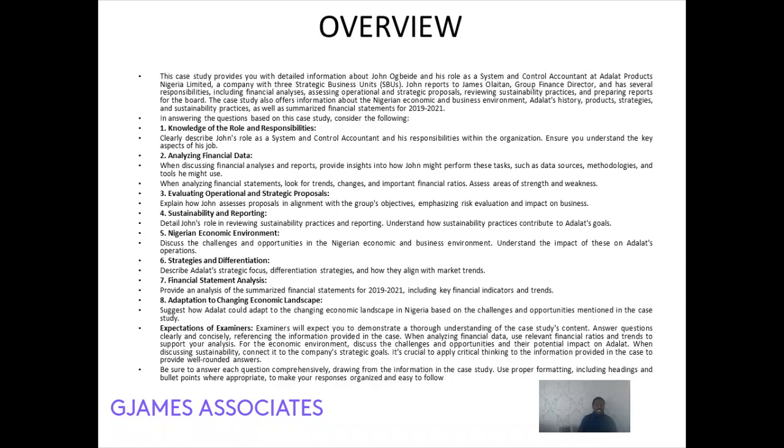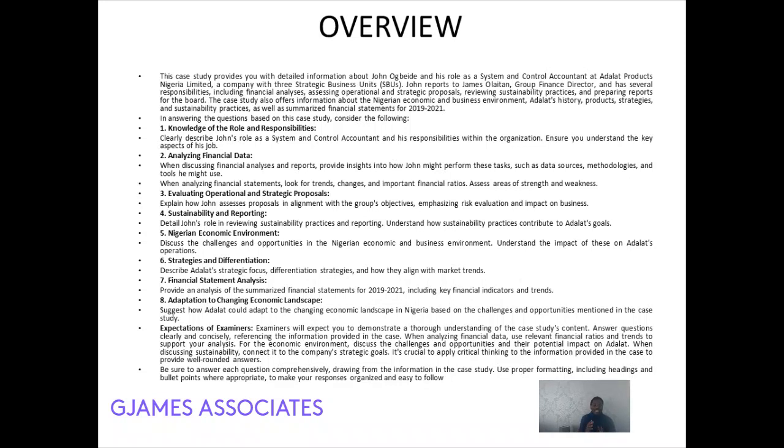Okay, having said that, evaluating operational and strategic proposal, your knowledge will be tested. So you need to explain how you are going to assess the proposal and how you are going to ensure that it aligns with the organization's business objective, which could lead to business risk, which I'm actually emphasizing.